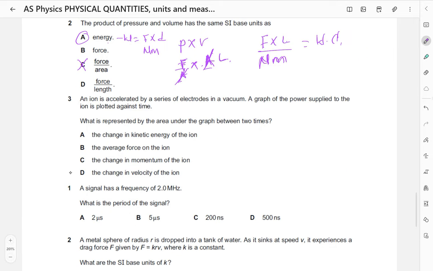An ion is accelerated by a series of electrodes in a vacuum. A graph of power of the power supply to the ion is plotted against time. What is represented by the area under the graph between two times? Of course, this is electric fields, which is out of the syllabus, but still, a graph of the power supplied is plotted against time. So we have a graph of power against time. What is represented by the area under the graph?